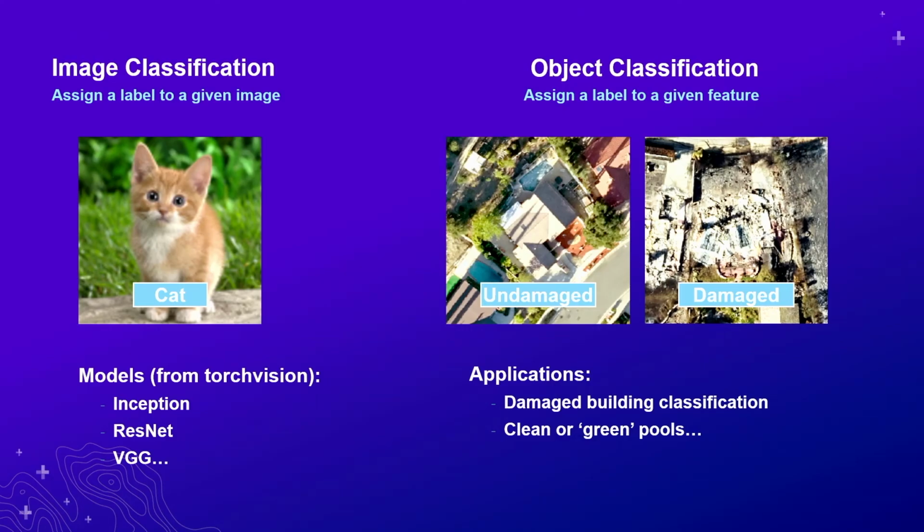Now, a few more demos. I'll talk about the first model. This is the simplest, which is image classification. And the models supported here are Inception, ResNet, and more. Typical scenarios are classifying pools as clean or unclean, or classifying structures as damaged or undamaged.